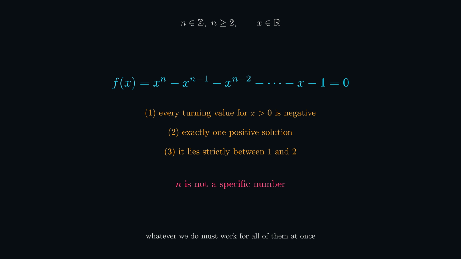3 things to show. First, that every turning point of f in the positive region has a negative value. Second, that there is exactly one positive solution. Third, that it lies strictly between 1 and 2. Note we are told we may assume f is positive for large x, which is obvious but tedious to prove, so it is handed to us. And notice, n is not a specific number. Whatever we do has to work for all of them simultaneously.